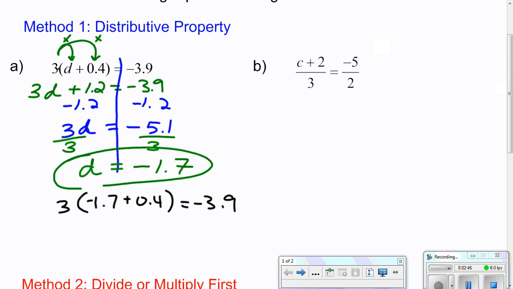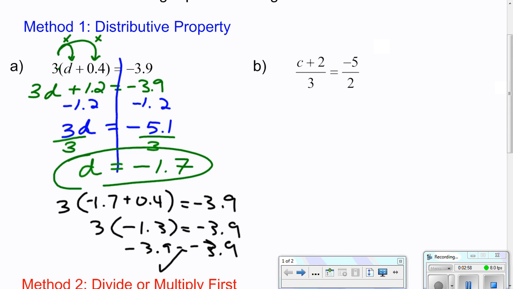Solve inside our brackets first. 3 times negative 1.3 should equal negative 3.9. Now we can multiply to get negative 3.9. So we get the same on both sides, so our check works. So our solution of negative 1.7 is correct. So that's using distributive property when we are multiplying.